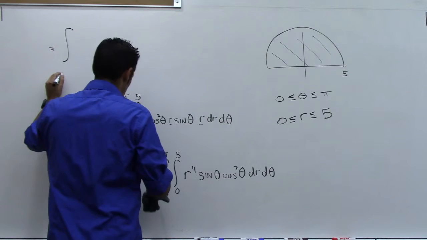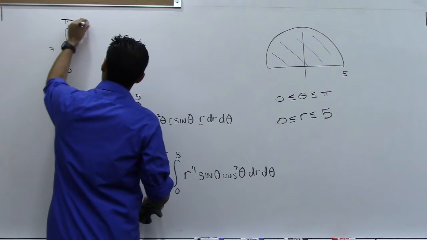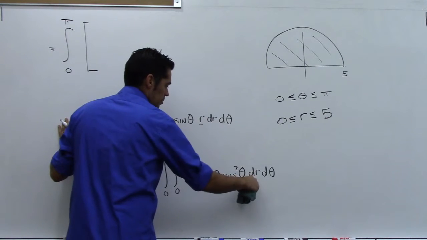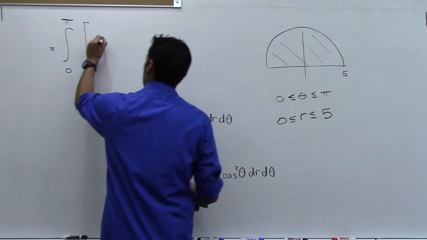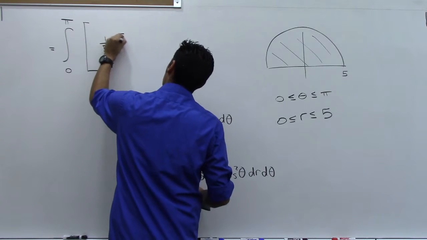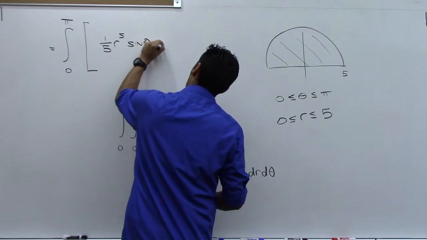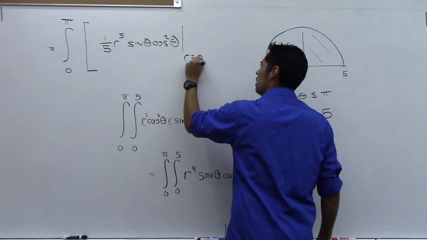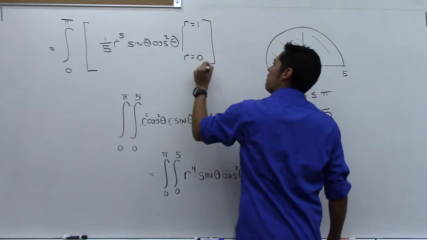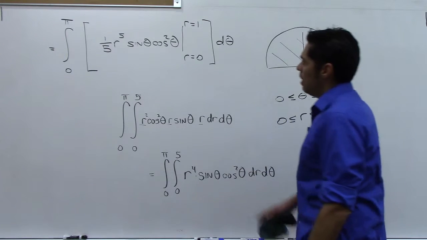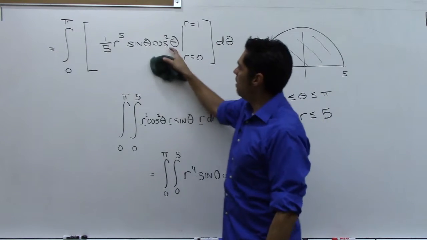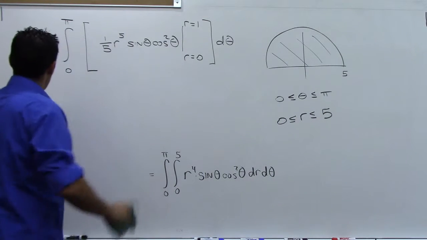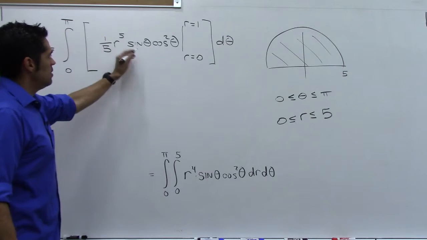So outer integral 0 to pi, and then the antiderivative of r to the 4th sine theta cosine squared theta with respect to r is just 1/5 r to the 5th, and then I still have the sine theta cosine squared theta. Evaluating that from r equals 0 to 1, oh, that's nice, d theta. When I plug in 1, I just get 1/5 times this. When I plug in 0, it zeroes out. So I should just be left with 1/5 sine theta cosine squared theta.